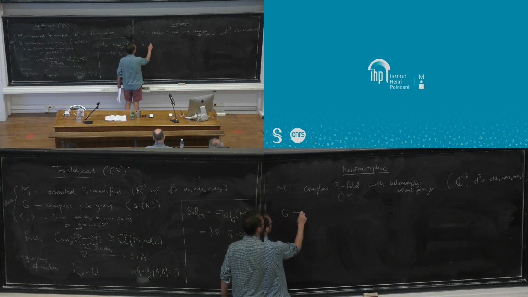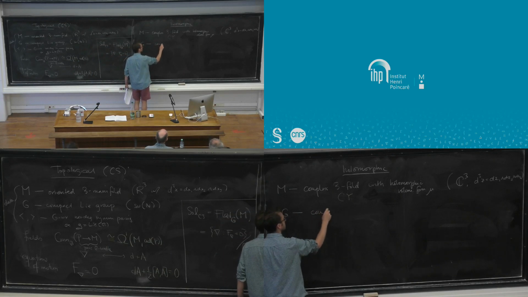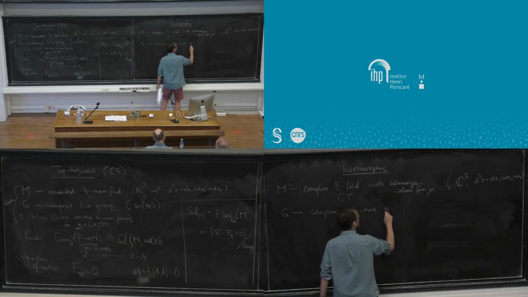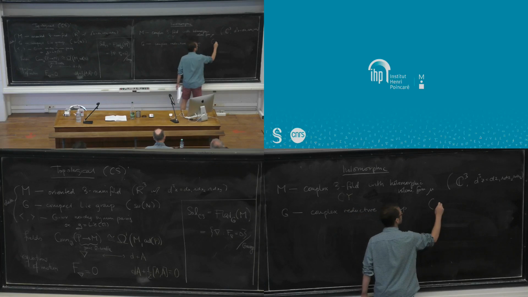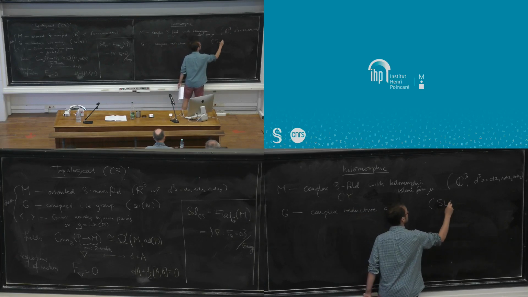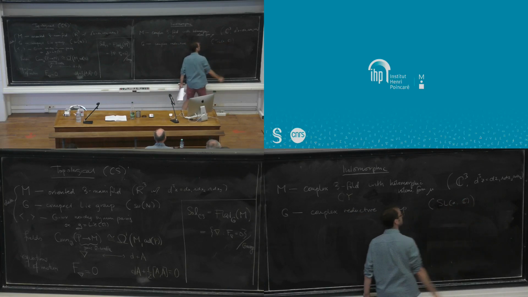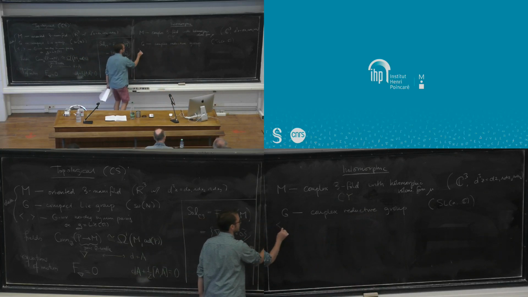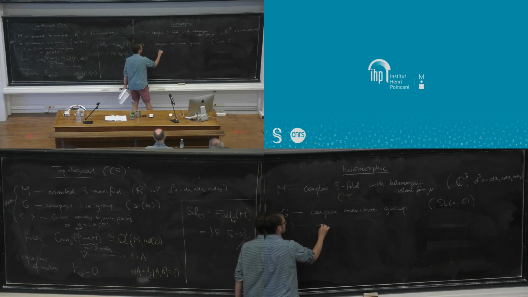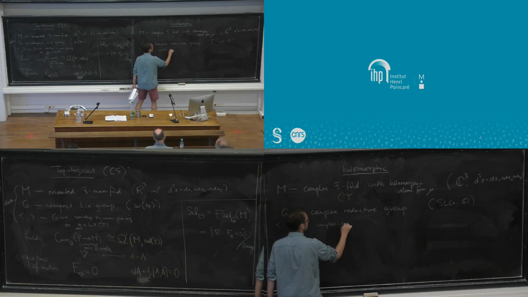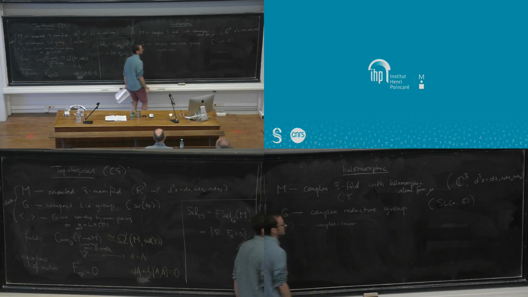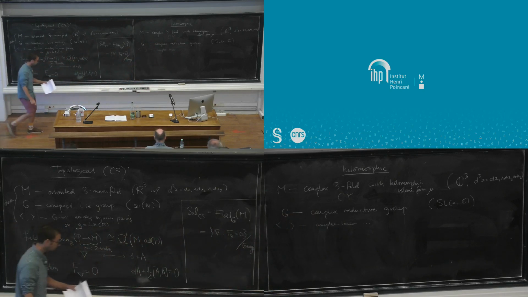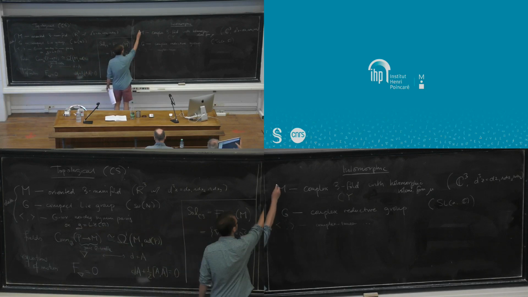G is going to be complex as well. So we'll let this be a complex reductive group. Think about something like SL(N, C). And then we need a complex linear pairing. Same kind of data. Okay, so on the complexified, on the complex Lie algebra. So this is the data.